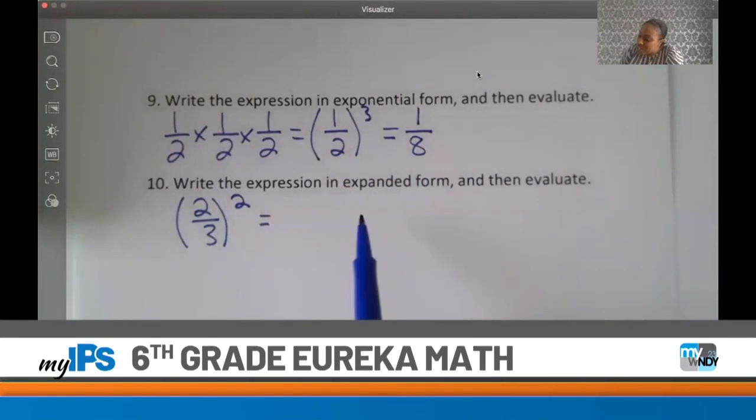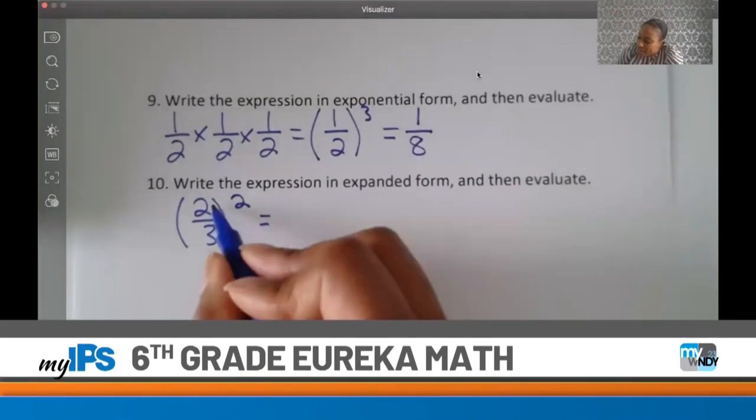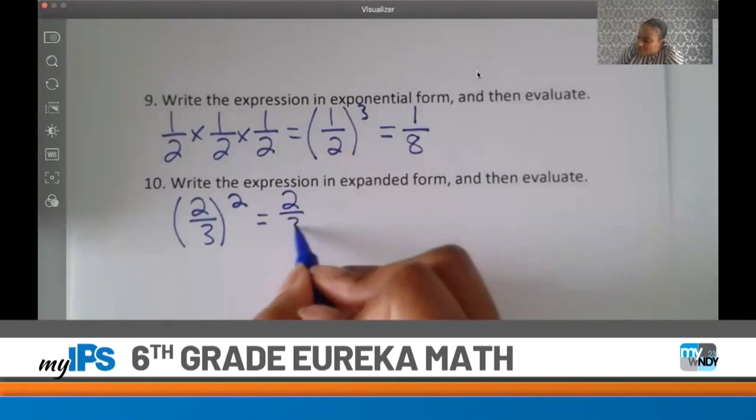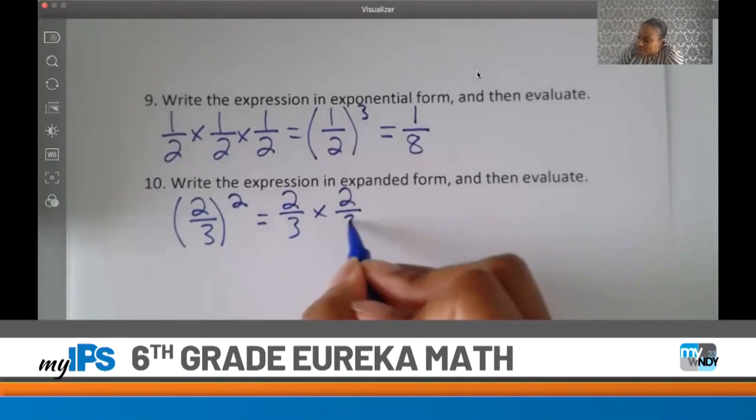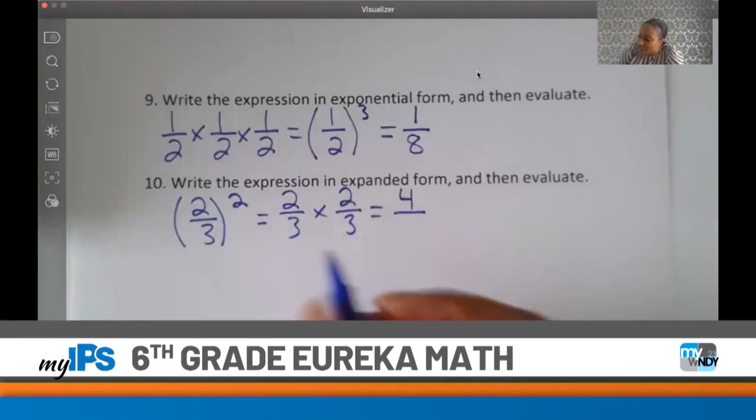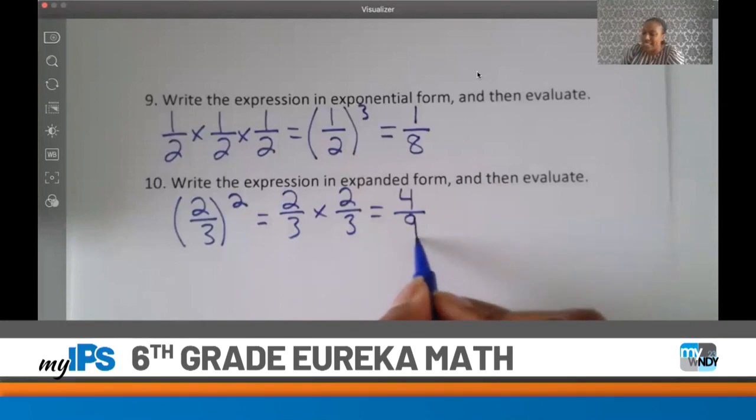Write the expression in expanded form and then evaluate. Well, the base has to be written 2 times. 2/3 times 2/3. Well, 2 times 2 is 4, and 3 times 3 is 9.